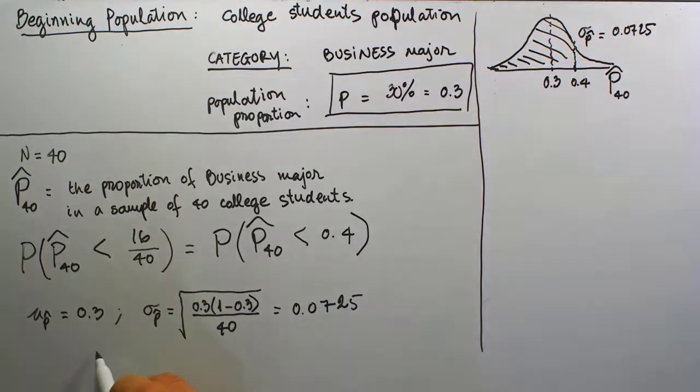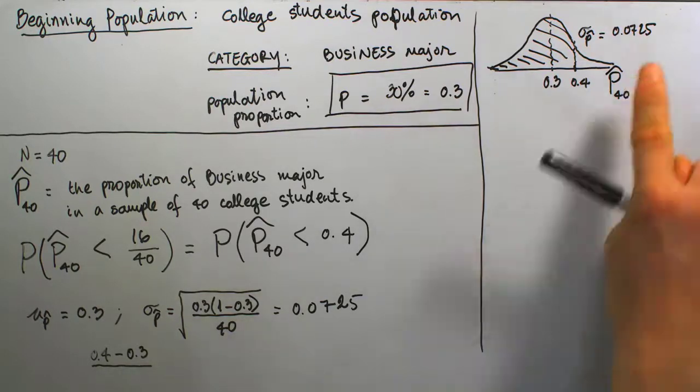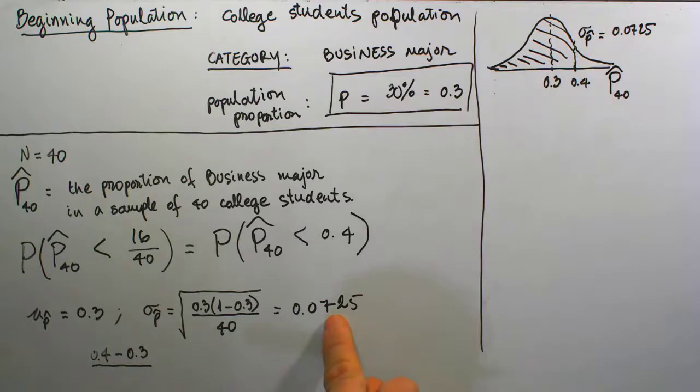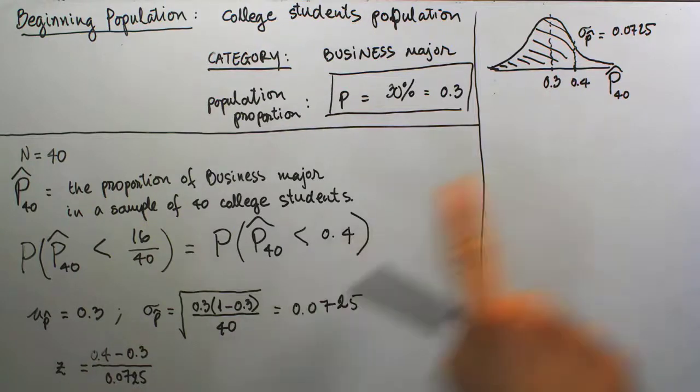So 0.4 minus 0.3, the center of the bell curve, and we're dividing that by this average spread that was calculated here. So 0.4 minus 0.3, and that difference divided by the standard deviation of our bell curve, 0.0725. This is our work of finding the z-score. So this is getting us the z-score of our value 0.4 on this bell curve.